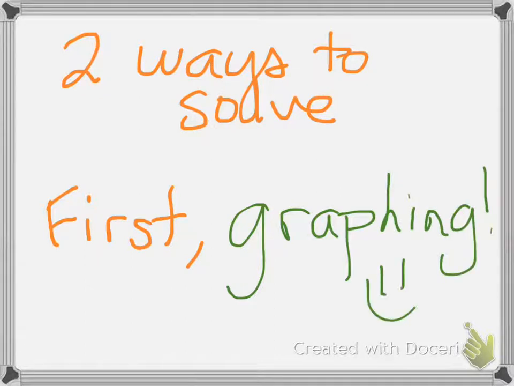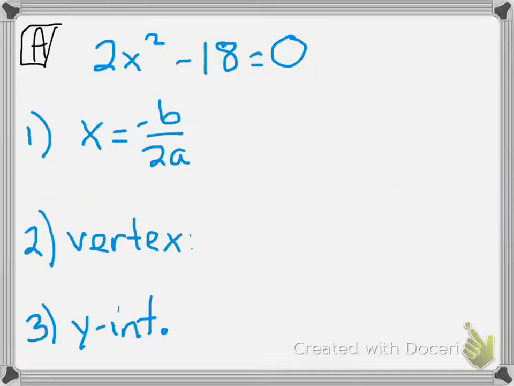Yay! It's a lot of work, but it's also a lot of fun. So here's example A. Our quadratic equation is 2x squared minus 18 equals, okay, it says 0, before we saw it with y. Okay, so we're going to replace that 0 with y so that we can graph it.